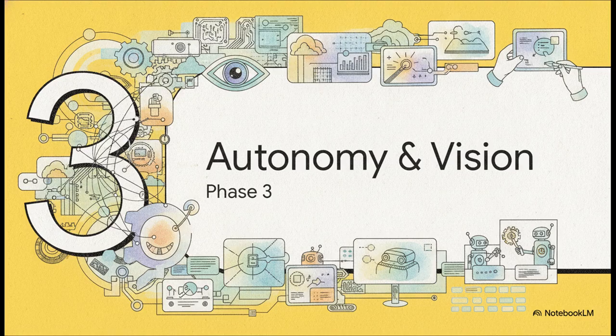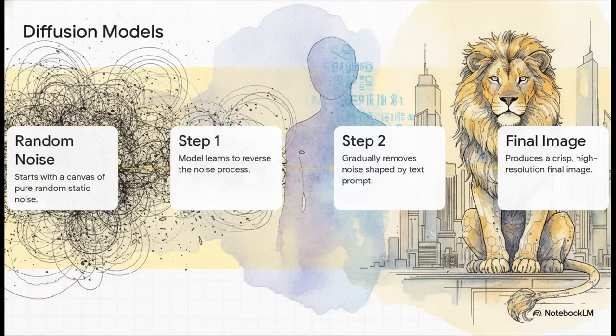Let's step it up a notch with Phase 3, giving AI autonomy and vision. So, how do visual models actually create something out of nothing? Visual models like Imagen 3 or video tools like Veo aren't just copying and pasting existing pixels from the internet. They use what are called diffusion models. Think of it like this. The model starts with a canvas of pure, random, static noise, like an old broken TV screen.